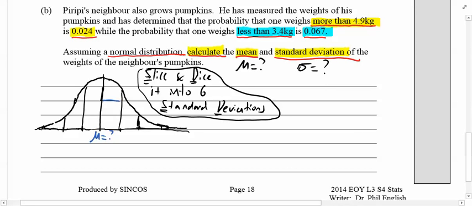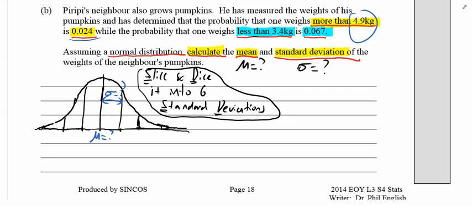And what we're trying to work out along with the mean is the width of one of those standard deviations, so the width of one of those slices. Okay, so what information are we told in this question? Well, if we look at 4.9 kg, we're told the probability that one weighs more than that is 0.024. So that's going to be right up near the top, isn't it? So somewhere around here.